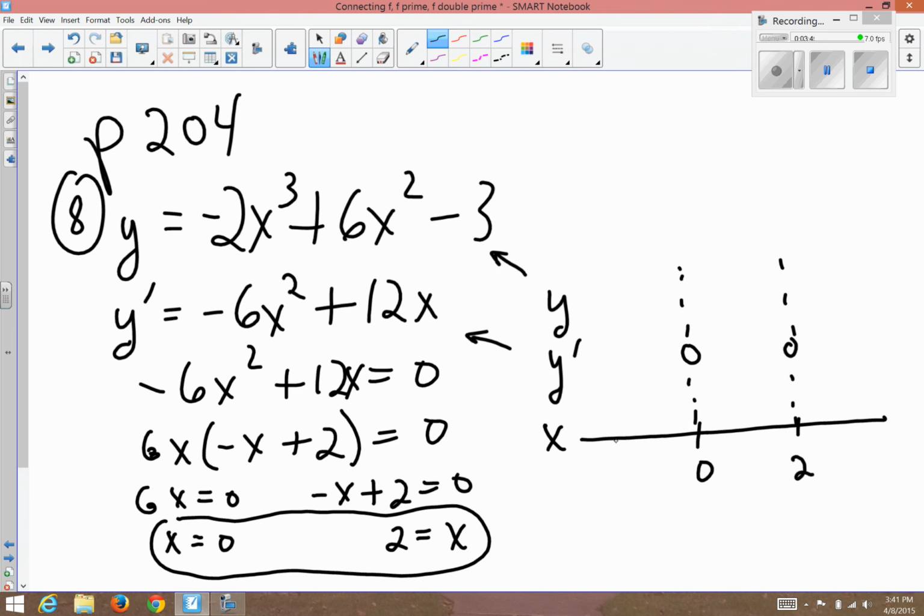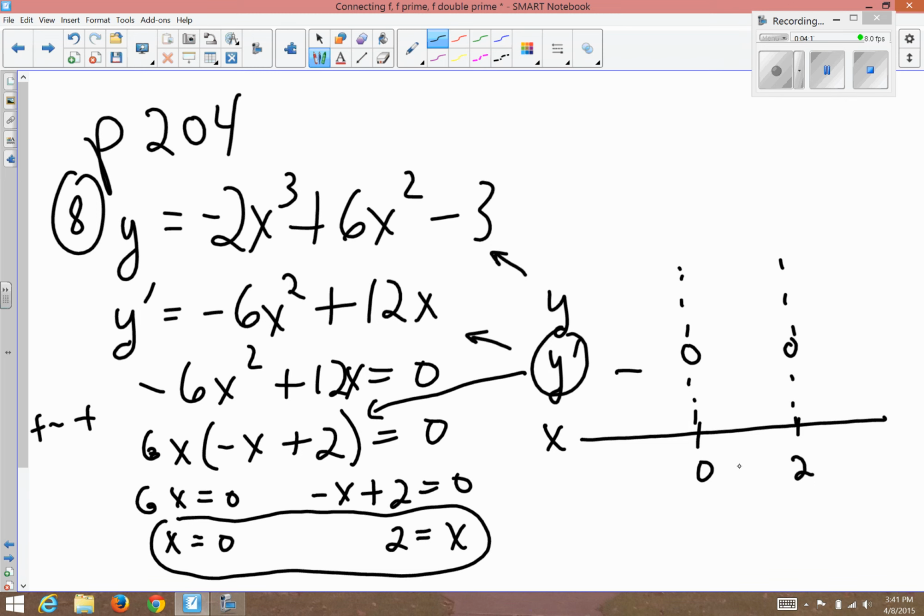Plug a number before 0 into y prime. You can plug into here or over here. We're plugging in negative 1. Negative 1 is positive 1 plus 2 is a positive times a negative, because the x we're plugging in is negative 1, and 6 is positive. Multiply these three things, we get a negative.